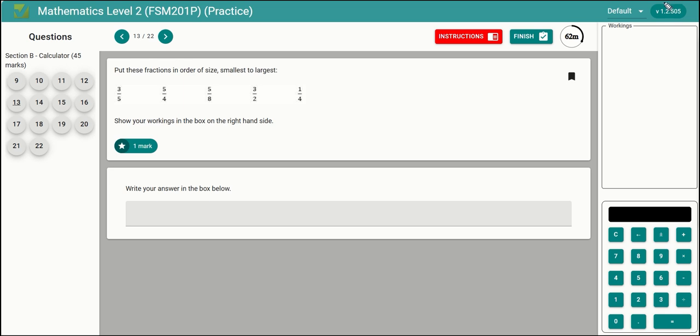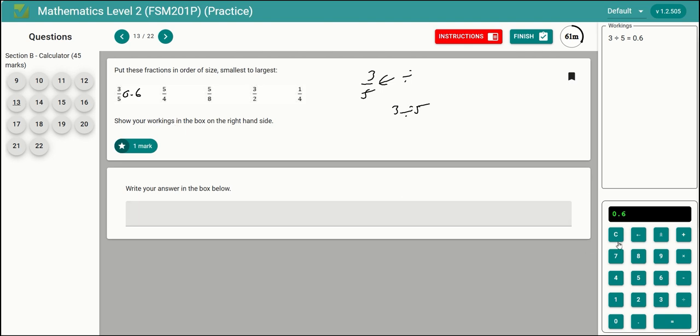Put these fractions in order of size, smallest to largest. Okay, so fairly tricky question. What is probably worth doing is just turn them all into decimals. So remember that 3 over 5, this line of a fraction means divide. So what is 3 divided by 5? Okay, so what we're going to do here is just grab our calculator. So 3 divided by 5, so that is 0.6.